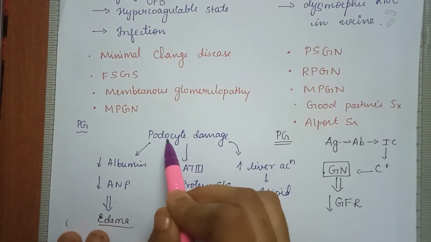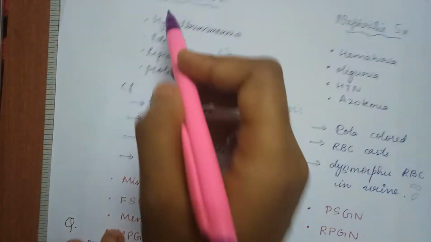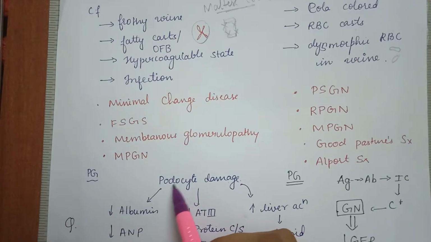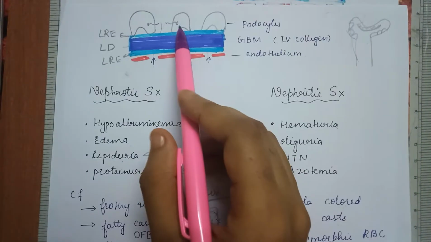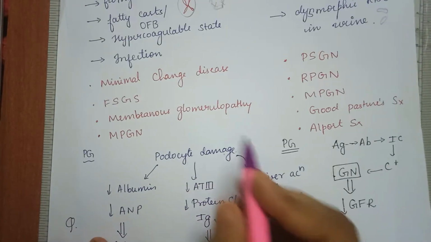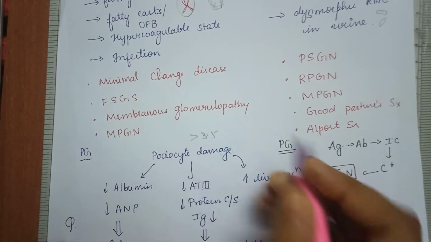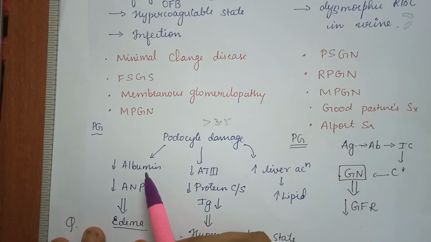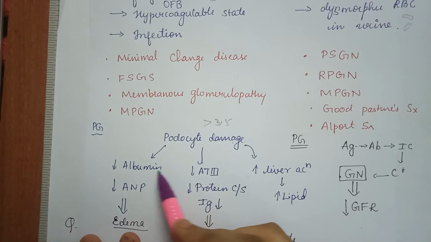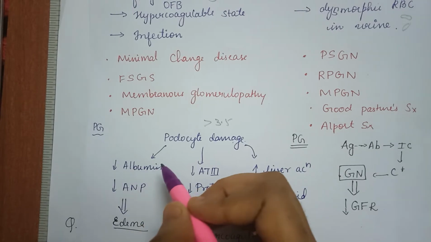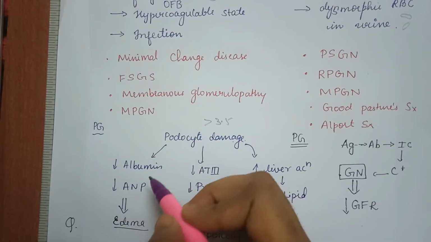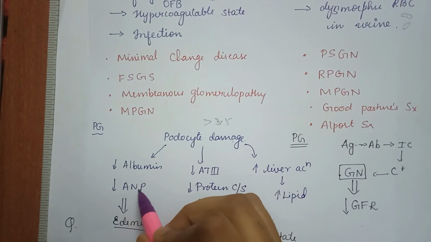See, when I consider podocyte damage, remember nephrotic is podocyte damage. Because of damage to these podocytes, there is loss of proteins, I told you more than 3.5 gram. Which proteins do we lose? We lose mainly albumin, since this is the main portion of our proteins. So first we lose albumin, and we also lose a protein called ANP.